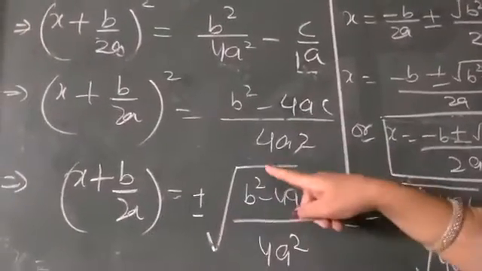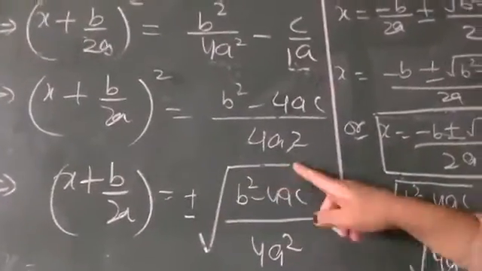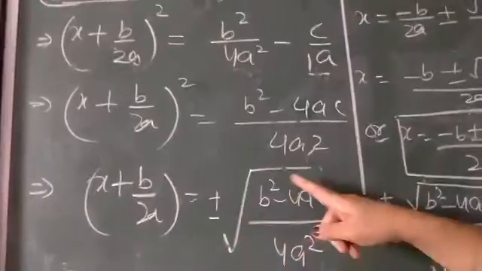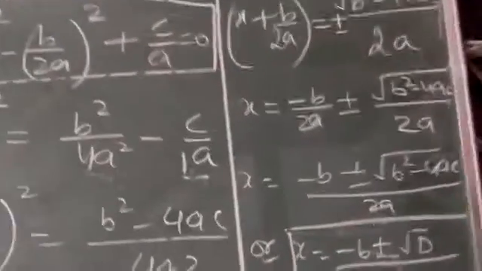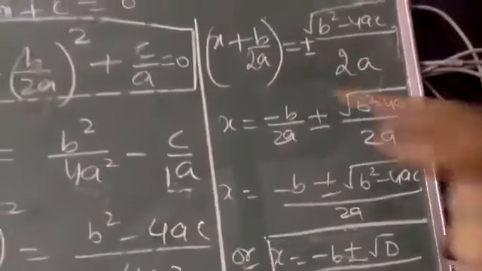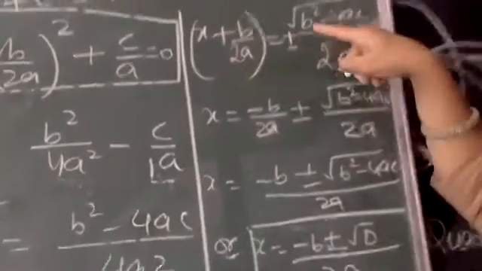And then after writing plus and minus, can we break up here this under root into the numerator and denominator separately, beta? Can we use this root sign in the numerator and denominator separately? So here, sorry, x plus b upon 2a whole square.